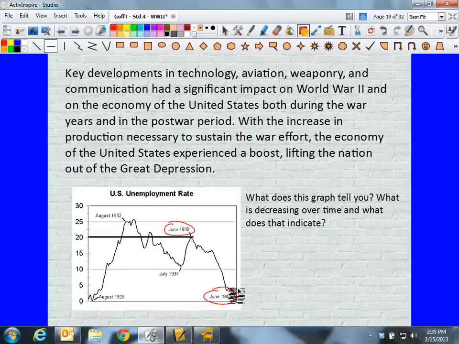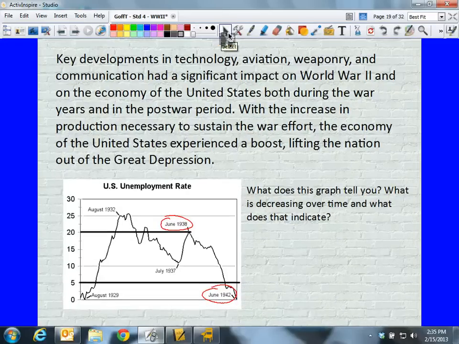If you come down further over, I'm just going to draw a line here at 5 and come across. Within that first year of the war, the unemployment rate drops down below 5%. So you can see there's a huge change in the number of people that are working. So this means that because of the war, what happens? More people are at work, they have jobs.